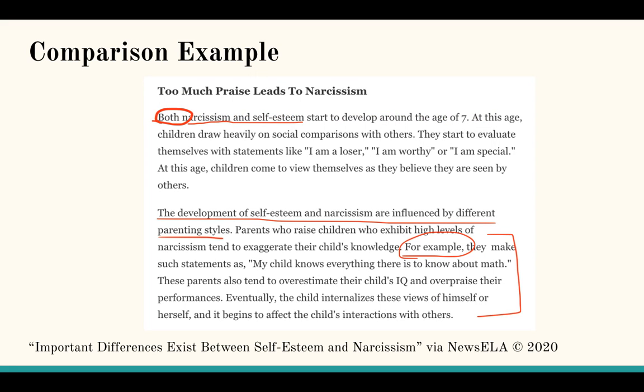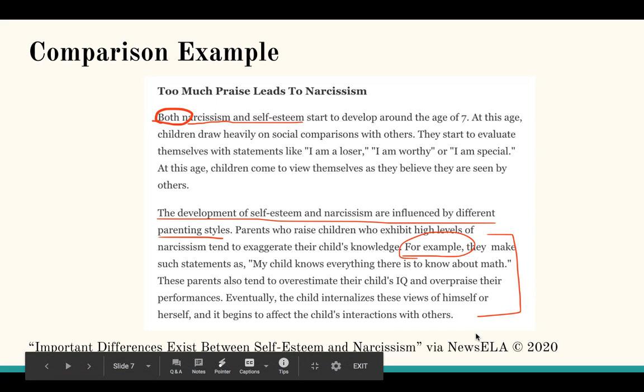So in this example that you see now, this is just comparison. We know this because it uses the signal word both. So it's comparing the two ideas, narcissism and self-esteem. And then looking at the rest of that sentence, it tells us that both of these two things develop around the age of 7.